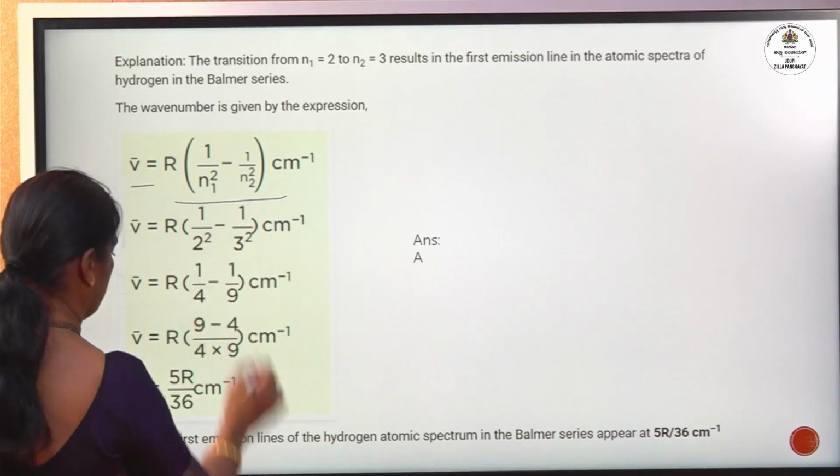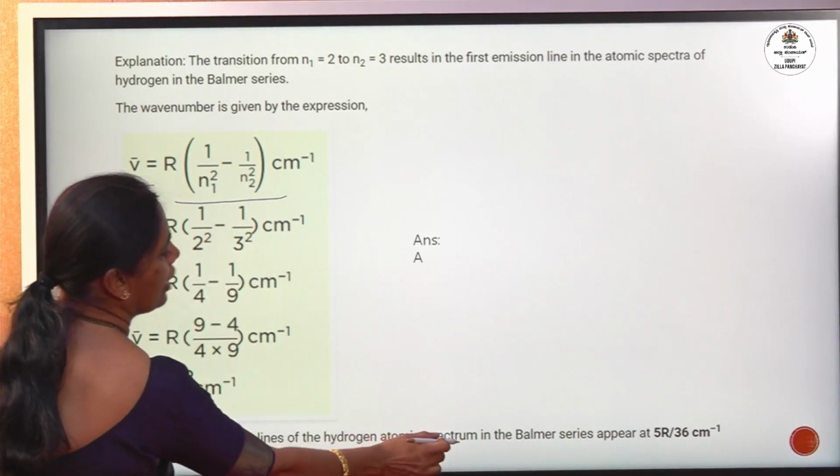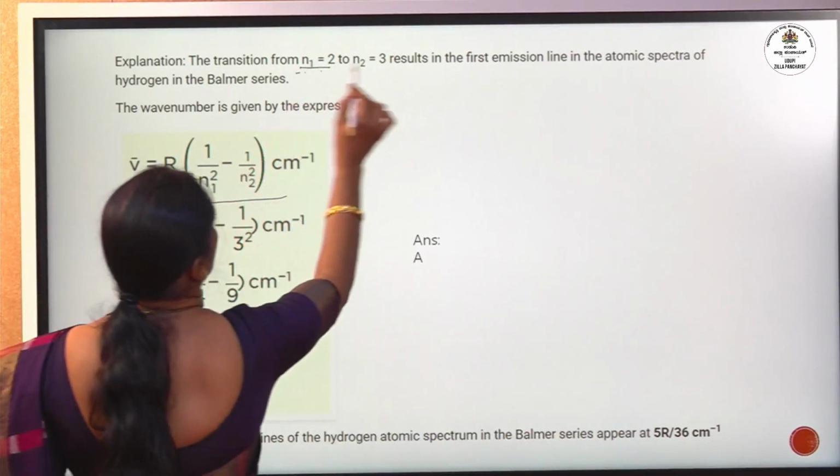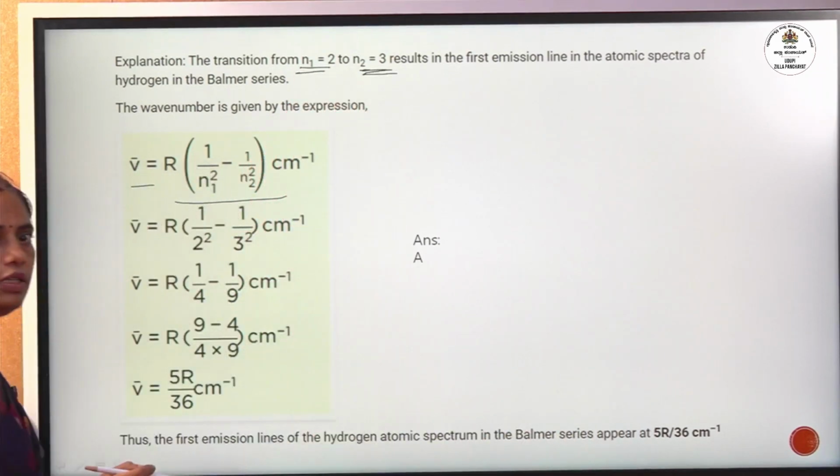Here the first line of the hydrogen atomic spectrum in the Balmer series is this. N1 is 2, N2 is 3 for the first line.